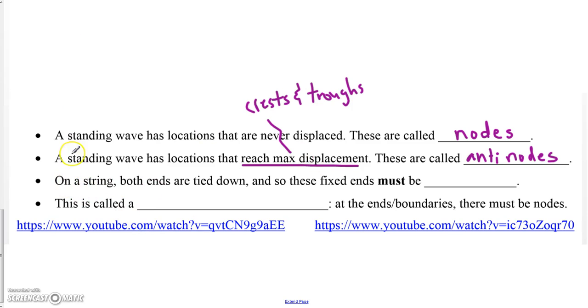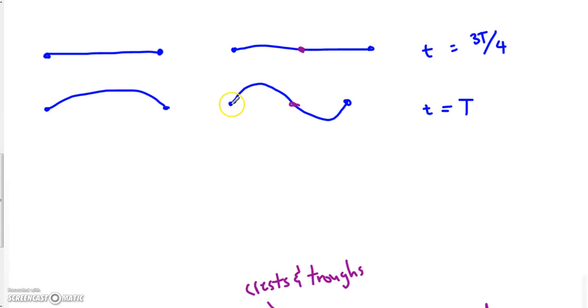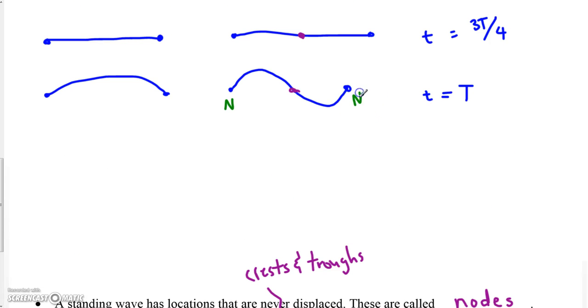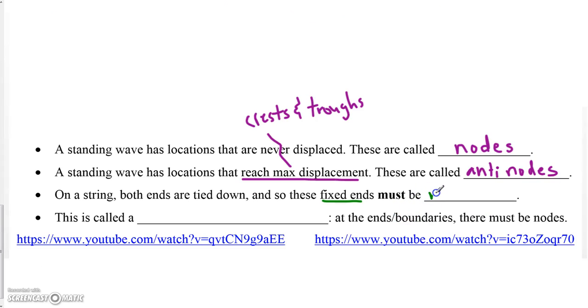Now, we've said already above, on a string, when we tie the ends down, we make those ends fixed. We are defining them, or we're requiring them to be fixed ends. And if they are fixed ends, then are they going to be nodes or antinodes? Well, let's look. If this end is fixed, then it cannot move up or down. It has to stay in the same position, which means it has to be a node. And likewise for the other end of the string. So these fixed ends must be nodes.